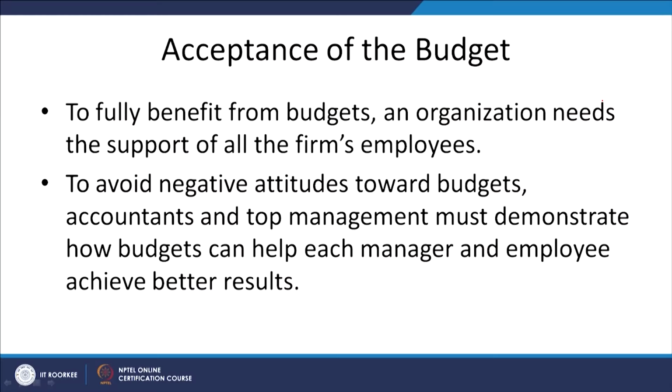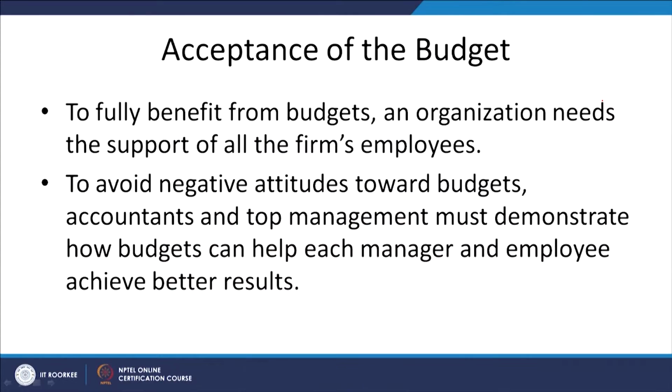So, it means acceptance. To ensure the acceptance, we will have to do the budgeting by involving the people at the lowest level in the firm. Then information has to flow from the bottom to top, and then a document has to be created. So, to fully benefit from the budgets, an organization needs the support of all the firm's employees. And the second thing is to avoid negative attitudes towards budgets. Accountants and top management must demonstrate how budgets can help each manager and employee achieve their targets better. So, it means acceptance is the important part.